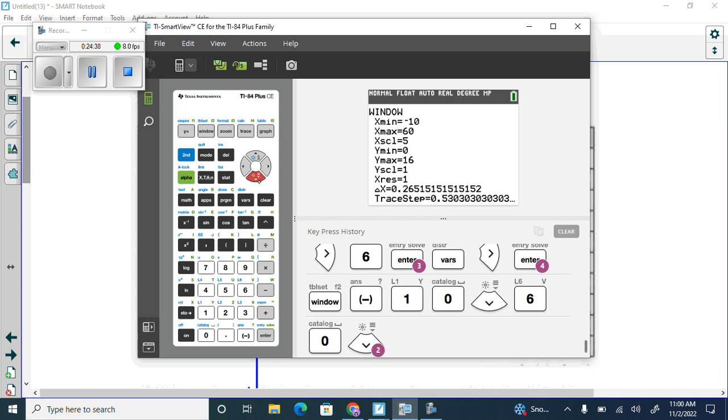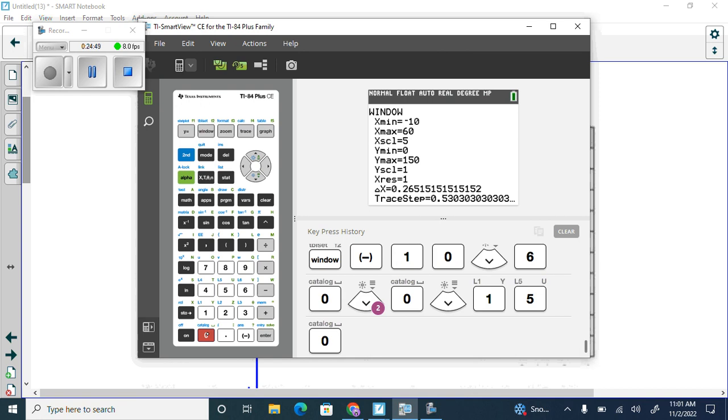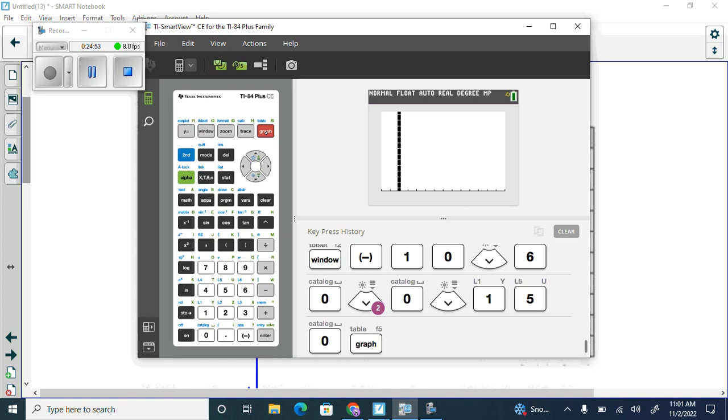My Y minimum is price of gas. The lowest it could be is 0. The highest it is on here is 115.29, so I could go 150. We know we can get there. It's past that. So we press graph, and we have a cubic line, right?